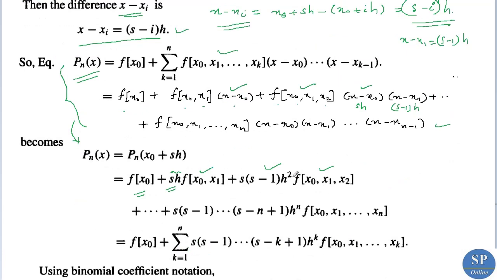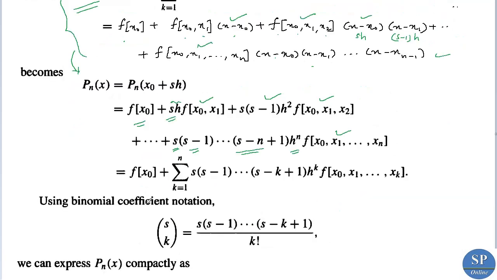In a similar way, we get the other terms also. So the last term will be f of x0, x1, etc., xn into x minus x0 into x minus x1, etc. So that will be s into (s minus 1) into etc., into (s minus n plus 1) into h to the power n. So in sigma notation we can write this as f of x0 plus summation k from 1 to n, here we have up to n, of s into (s minus 1) into etc., (s minus k plus 1) into h to the power k into f of x0, x1, etc., xk.